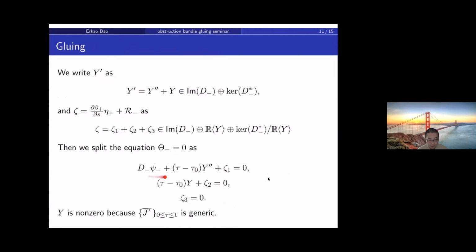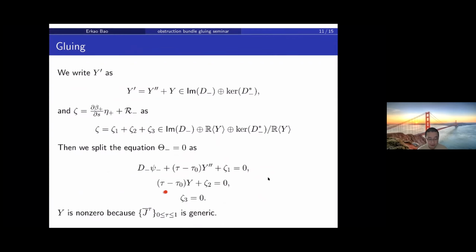The first equation is nice because y prime and z1 all lie in the image, so you can solve it. And the second equation you can also solve because zeta 2 lies in the image of y. So this uniquely determines the tau.